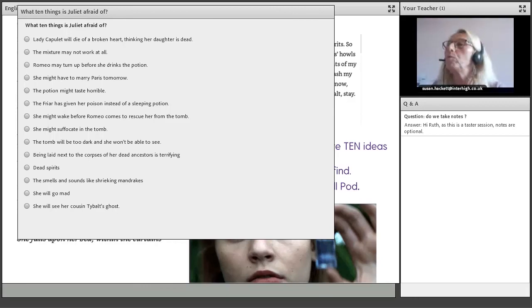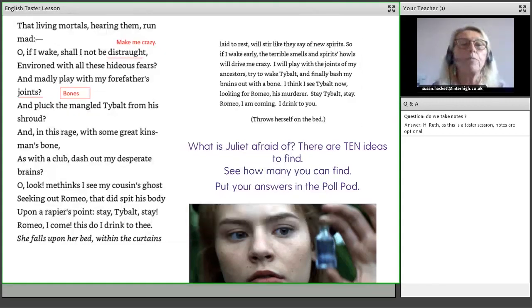These are all the correct ones. The friar has given her the poison instead of a sleeping potion. She might suffocate in the tomb. The tomb will be too dark. Being laid next to the corpses of her dead ancestors, horrifying dead spirits, the smells and sounds like shrieking mandrakes. She will go mad and she will see her cousin Tybalt's ghost. These are all the things she was afraid of. Well done everybody. That was really good.